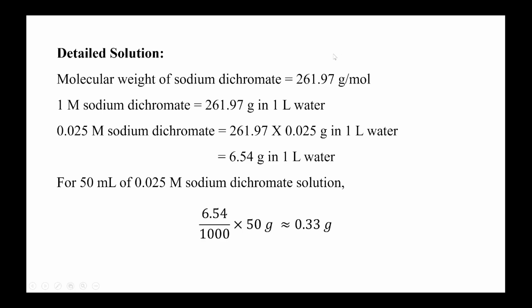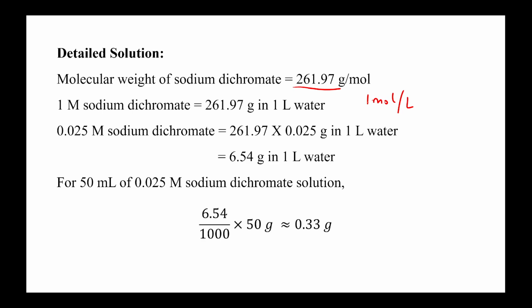So, basically, the molecular weight is given as 261.97 grams per mole. That means 1 mole has these many grams of sodium dichromate. So, if I have to prepare 1 molar solution of sodium dichromate, that means it will contain these many grams of sodium dichromate in 1 liter of water, because 1 molar is basically equal to 1 mole per liter. So, the molecular weight is 261 grams per mole. So, 1 mole has 261 grams. Now, 1 molar means 1 mole per liter.